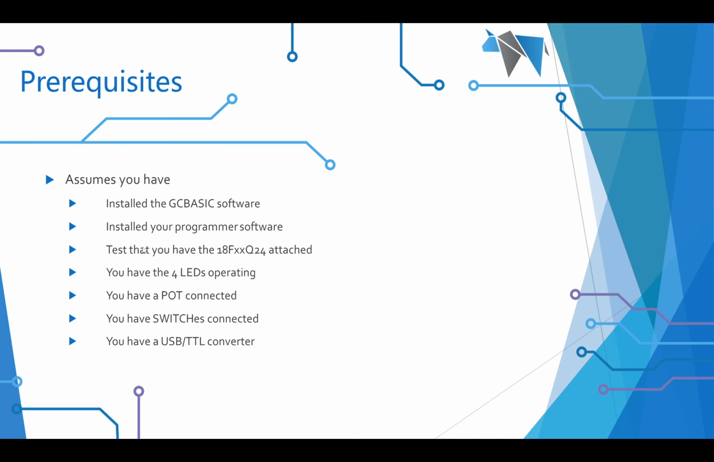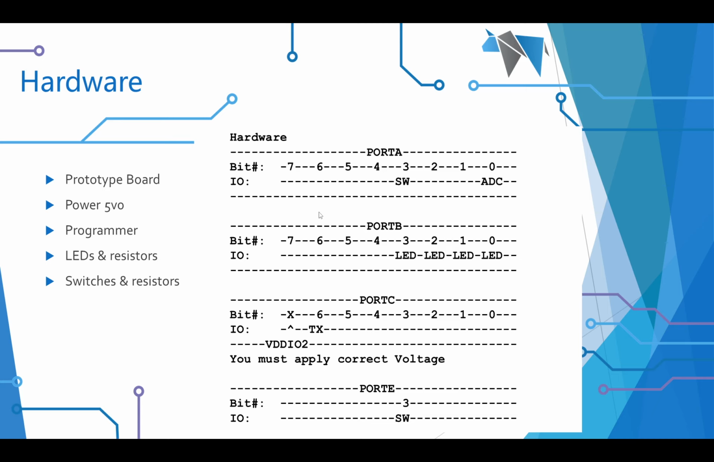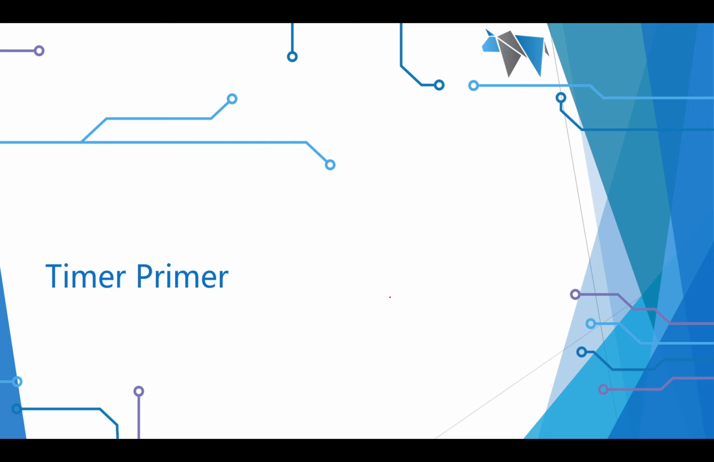So I'm assuming you've got the software installed, you've installed the programmer, you've got a Q24 attached, LEDs are operating, switches, and a USB TTL. We will use that in this because it's a useful thing to check the frequency. I've changed nothing in the hardware. I've got 4 LEDs on port B, and on port C the transmit for the USART, which will be configured via PPS to ensure that it works correctly. So first of all, we'll look at a primer for the timer.